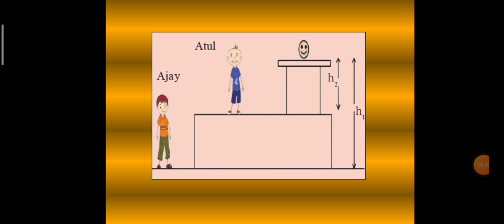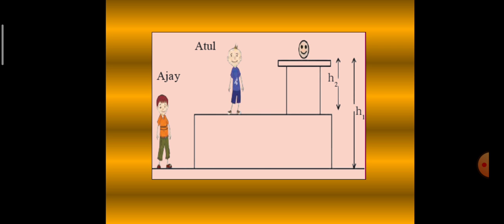Ajay and Atul have been asked to determine the potential energy of a ball of mass m kept on a table as shown in the figure. What answers will they get? Will they be different? And what do you conclude from this? Let the answer obtained by Ajay be the potential energy is equal to mgh1, that is for height 1. And the answer obtained by Atul be potential energy mgh2, that is height 2.